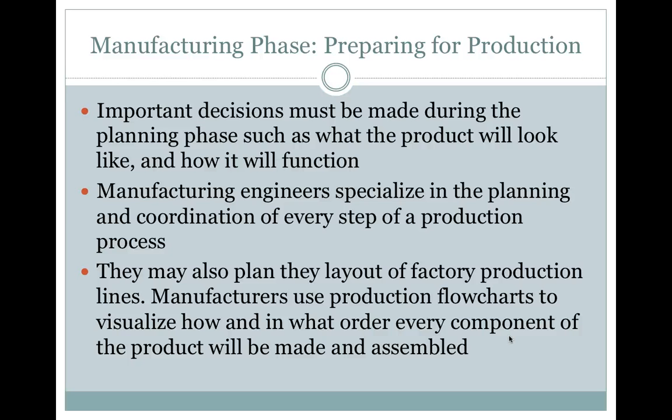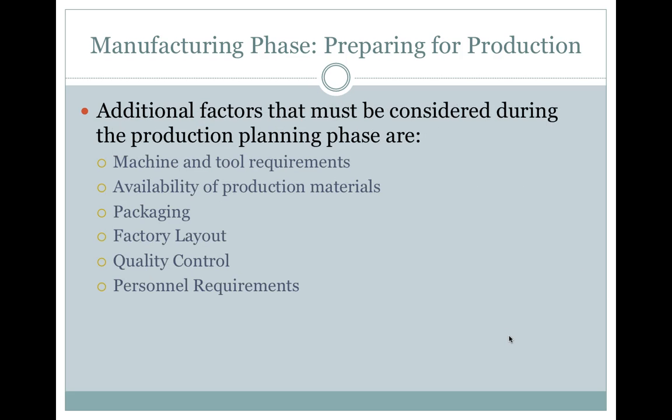Manufacturers use production flowcharts to visualize how and in what order every component of the product will be made and assembled. Additional factors that must be considered during the production planning phase are machine and tool requirements, availability of production materials, packaging, factory layout, quality control, and personnel requirements.